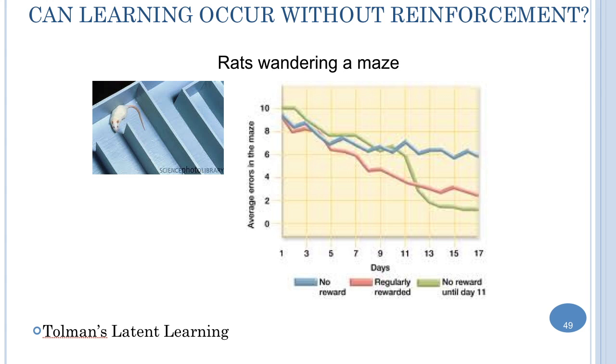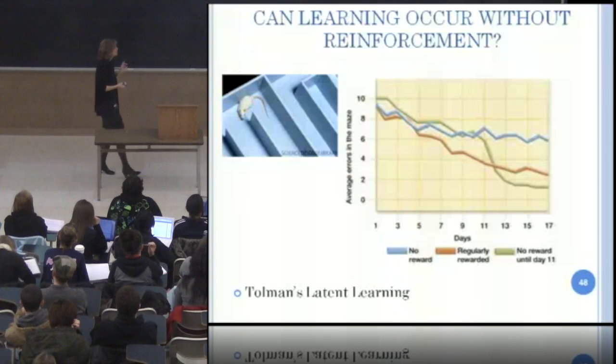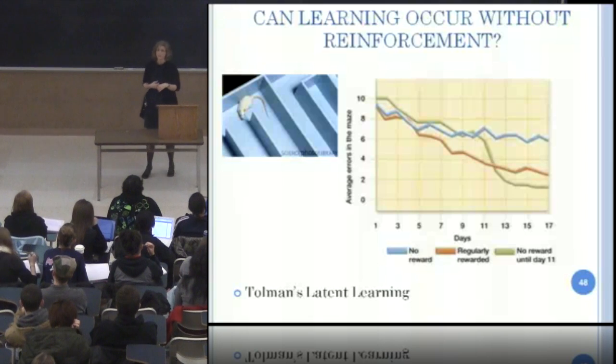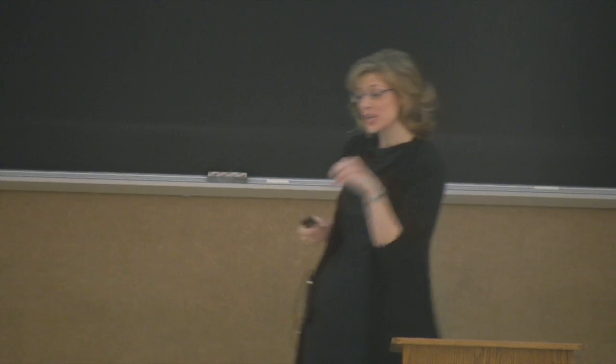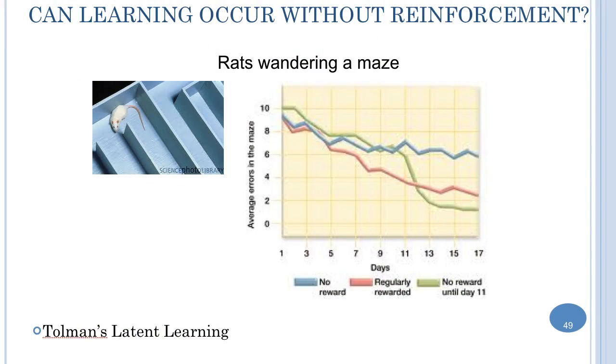So that's the reinforcement. They're getting reinforced. They're getting this reward at the very end. And he had 3 groups of rats. One group of rats, in the blue line, got no reward. They were just plunked down in the maze. They weren't rewarded, so they'd sort of wander around. Then there was another group, in the red, who was regularly rewarded. Every time the rats got dunked into the maze and got to the end, they were rewarded with food.